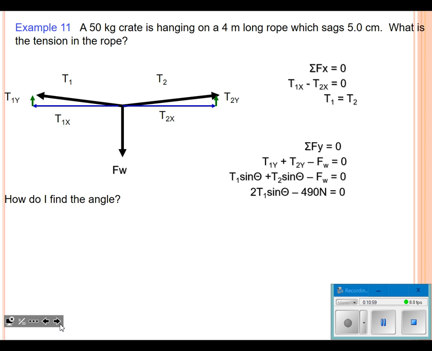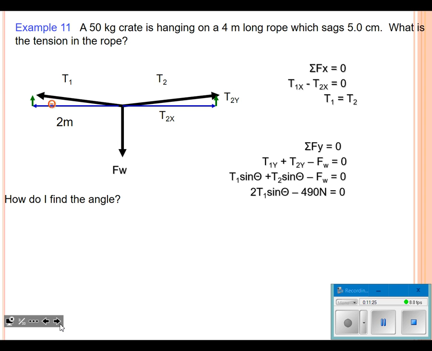All right, so I know some additional information in the problem. I know some distances. So if I really think about it, I know the 4-meter long rope. Well, I hung the crate in the middle, so I know that that horizontal distance is going to be 2 meters. I also know that the rope sagged 5 centimeters. So that would mean my vertical distance is going to be 5 centimeters.